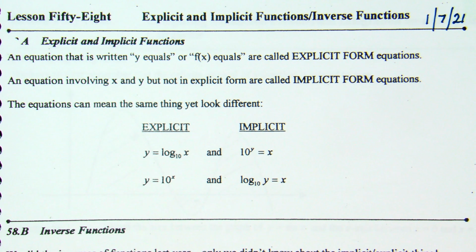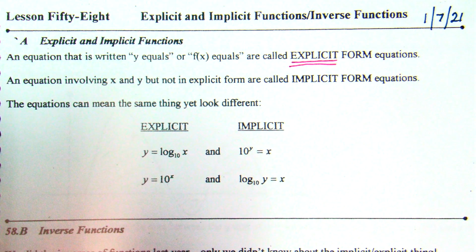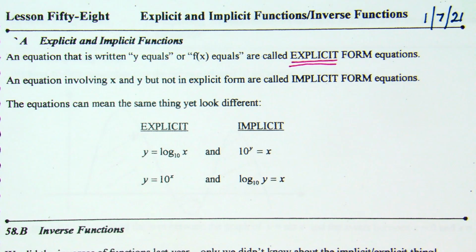Try this again. Restart. Okay, an equation that is written y equals or f of x equals is what we call explicit form. So the equation is explicitly solved, y equals. This is the type that we put into our graphing calculator. If it's slope-intercept form, the nice form when we need it to be y equals for various things.